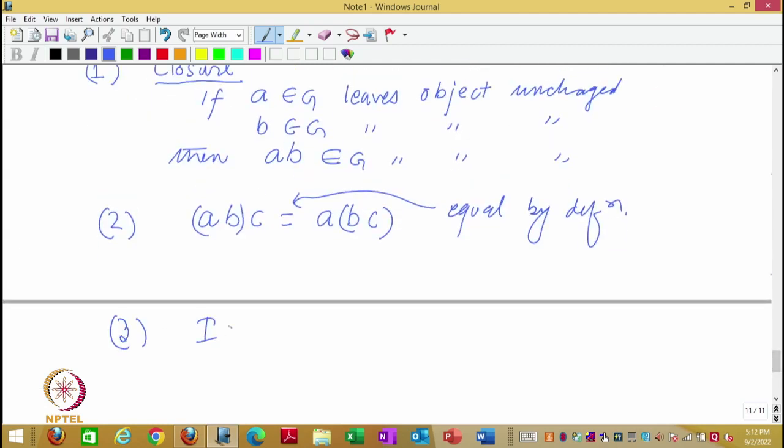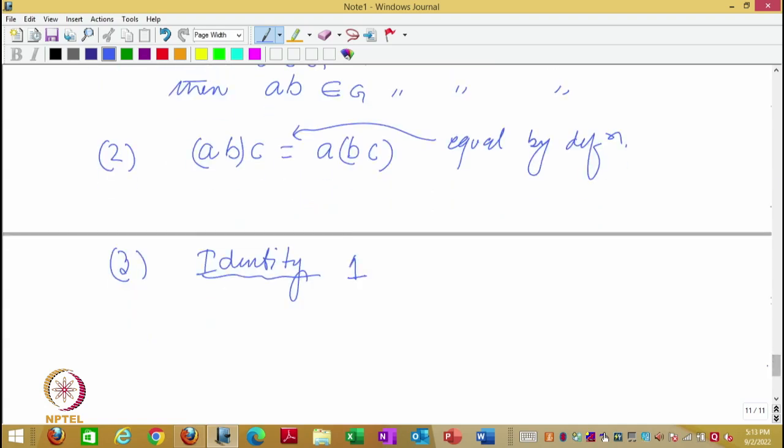Identity. Doing nothing leaves it unchanged and we have called it 1. So, identity is also there, and if you apply some symmetry operation, if I apply horizontal mirror and then do nothing, what is the resultant? Horizontal mirror. So, doing nothing does qualify as an identity operation.